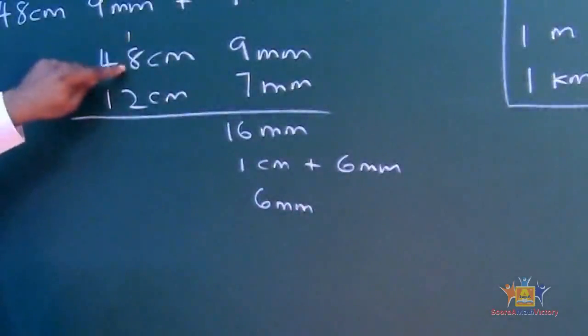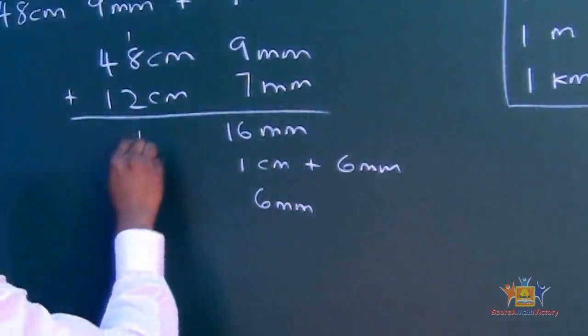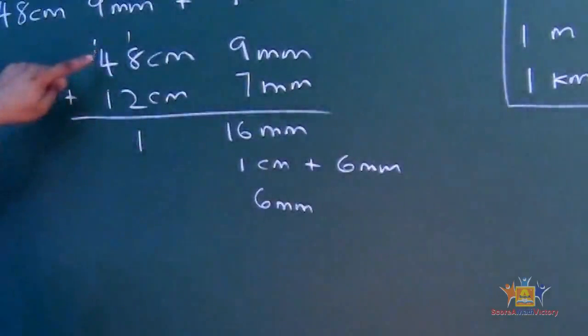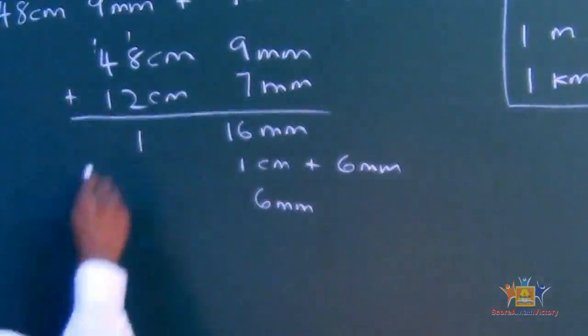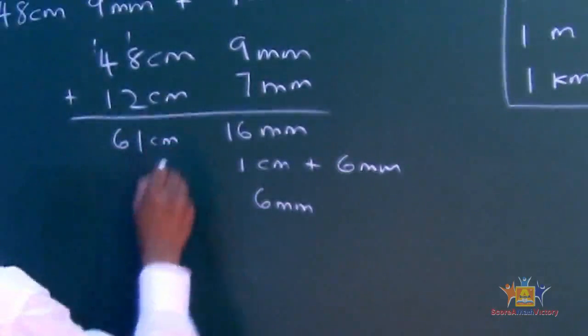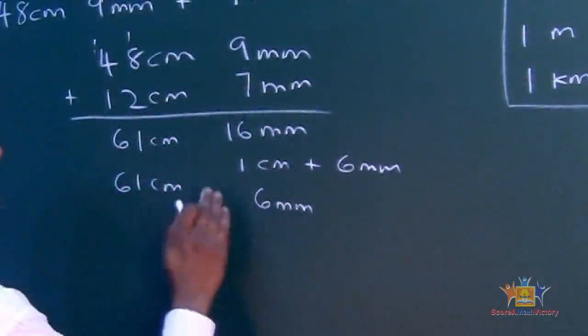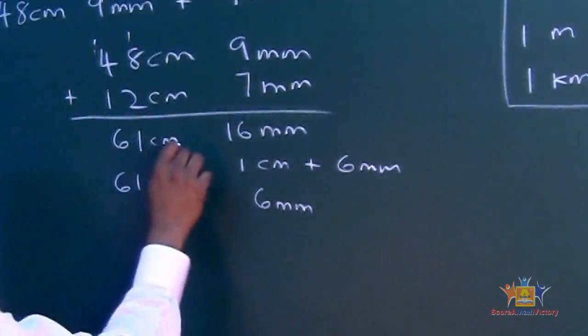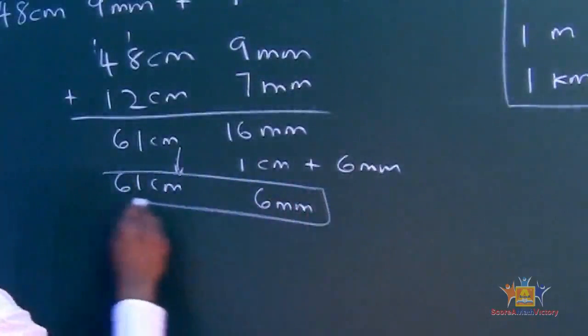Now I add 1 plus 8 is 9, 9 plus 2 is 11. Okay, so I put 1, I carry 1. So 1 plus 4 is 5, 5 plus 1 is, very good, 6. So that makes it 61 centimeters. So the final answer is 61 centimeters and 6 millimeters. Alright, so there you go, and that should be your final answer right there.